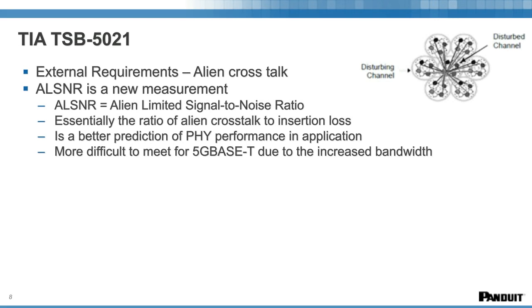So now we have a new term to introduce. It's a technical acronym that we're all fond of. ALSNR is the new measurement. It stands for Alien Limited Signal-to-Noise Ratio. And to try to clarify it, essentially it's the ratio of alien crosstalk or external noise to the insertion loss. Testing and research shows that it's a better prediction of PHY performance. It's certainly more difficult to meet for 5G base-T due to the increased bandwidth and frequency. There's more alien crosstalk, and that makes it a little bit more challenging to meet.